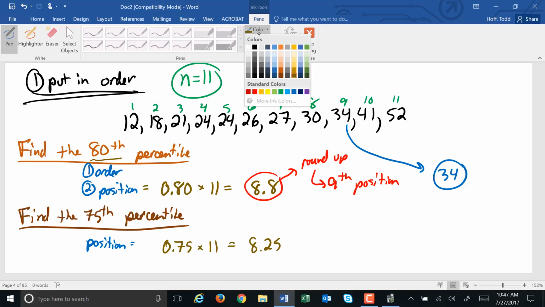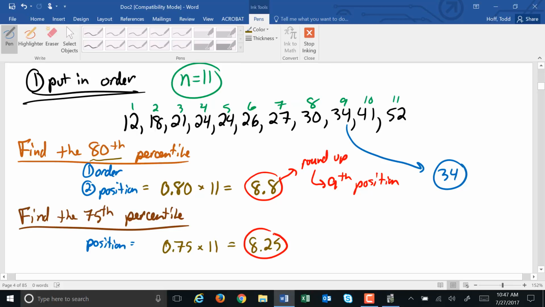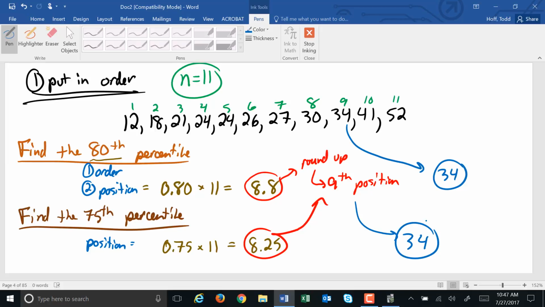Well, it's still going to round up to 9. So the 75th percentile is still 34. And again, the reason that's happening is because there's only 11 numbers in the list. That 34 is actually like from the 74th all the way up to the 82nd percentile, just because there's only a few numbers there.